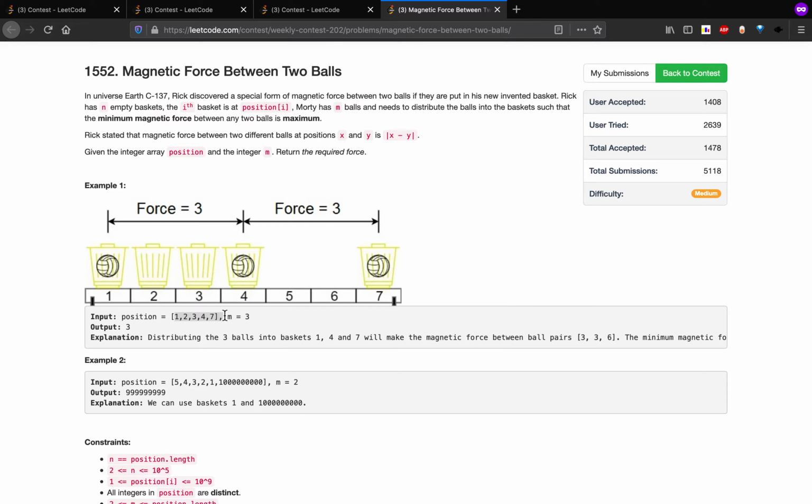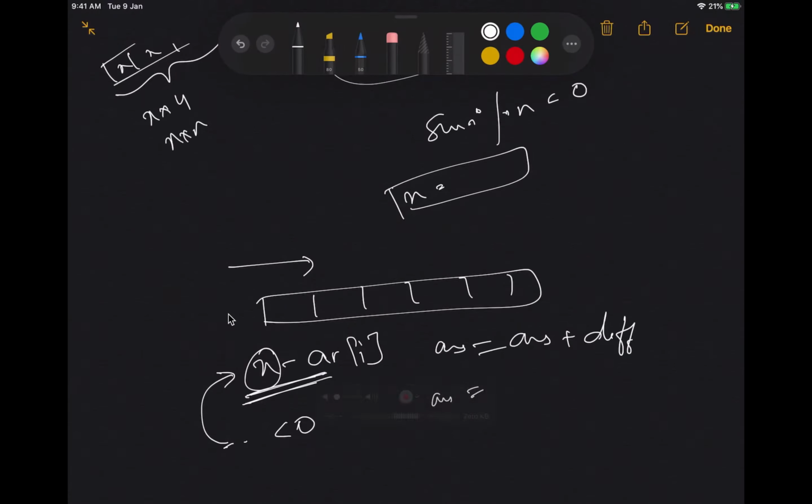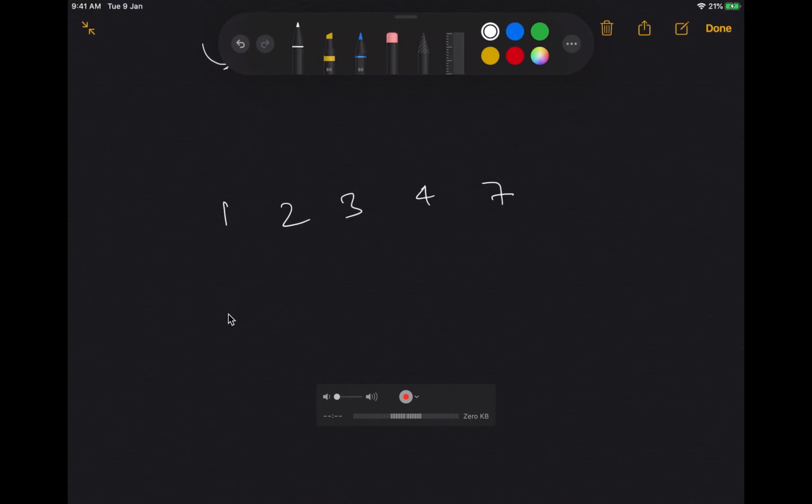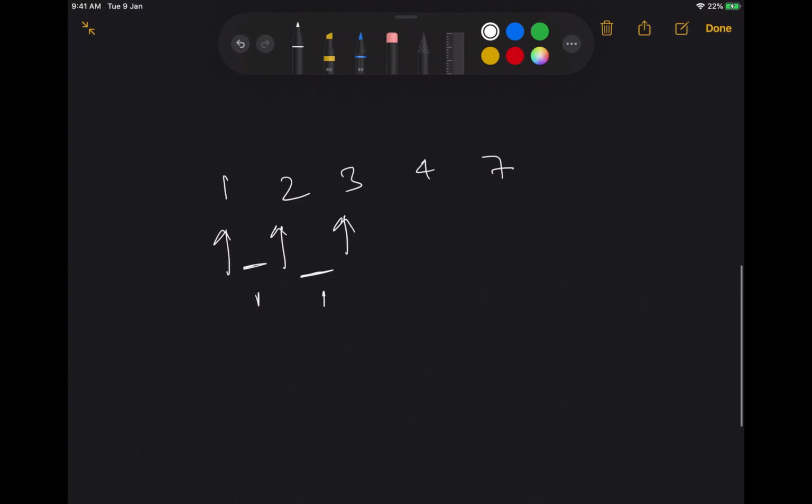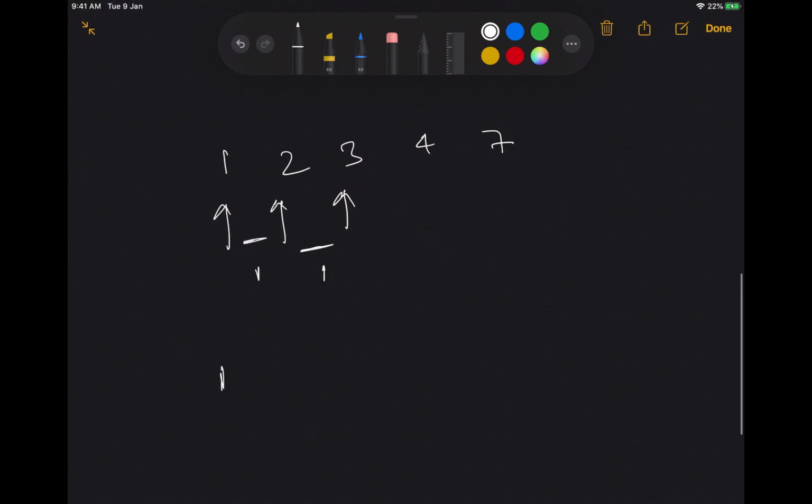But if we put all these m balls on these positions, then after doing that we also have to check that the difference between two consecutive balls is maximum. So let's come to the board. Let's suppose we put three balls at these positions. The difference here will be 1 and here 1, which is not good, because if we put balls at 1, 3 and 7, then the difference will be 3 here and 3 here, which is greater than this 1, right?